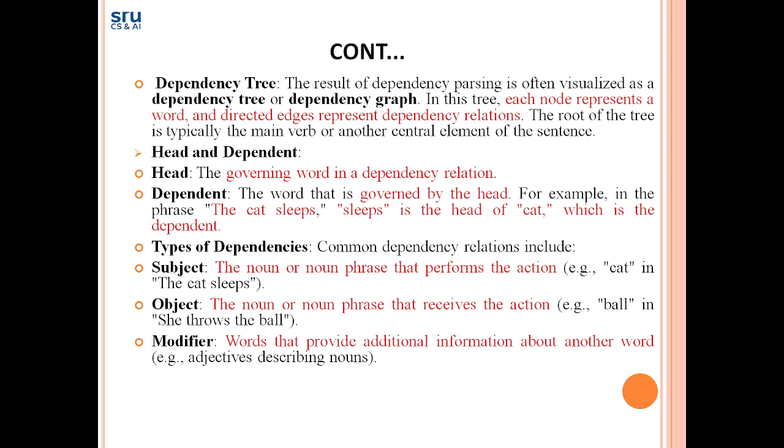Types of dependency include subject: a noun or noun phrase that performs the action. Example: cat in "the cat sleeps." Object: the noun or noun phrase that receives the action. Example: ball, in "she threw the ball." Modifiers: words that provide additional information about another word. Example: an adjective, which is used to describe the noun.